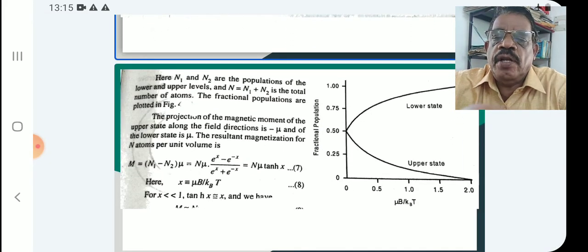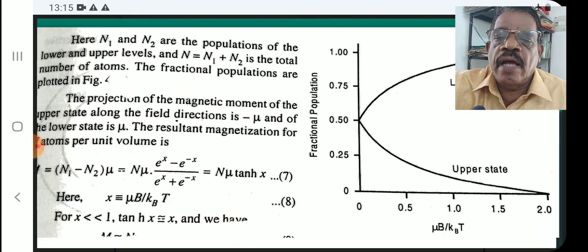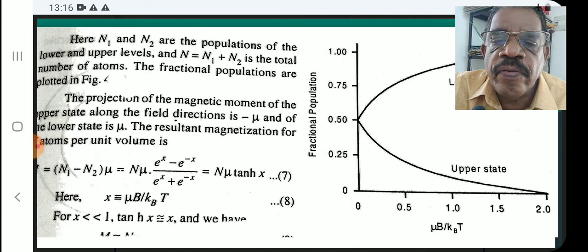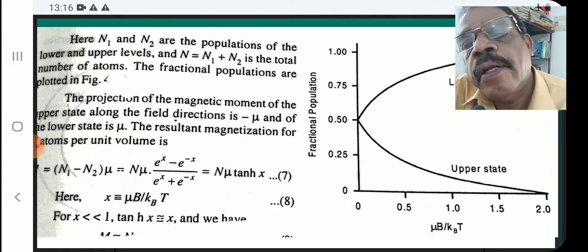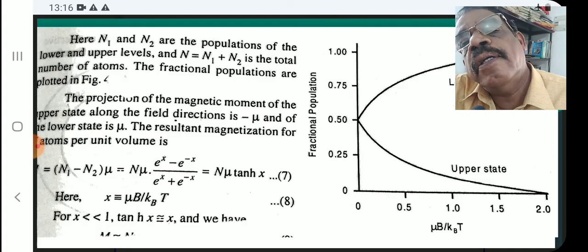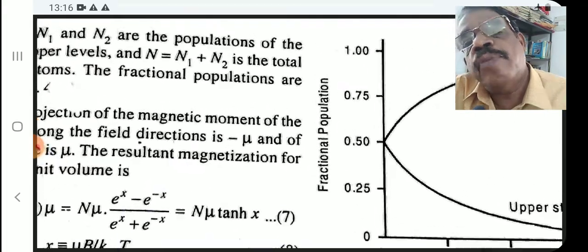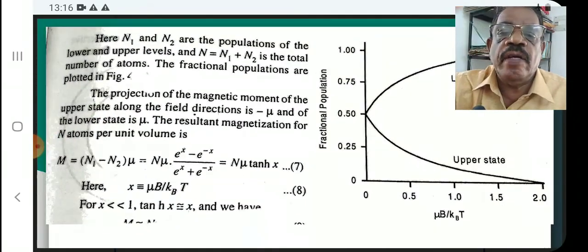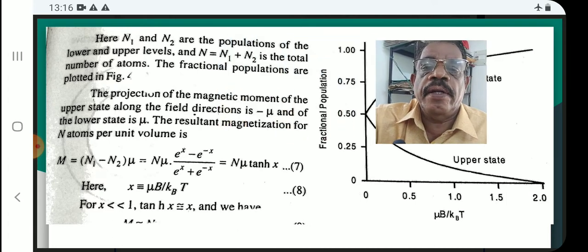And this population of the atoms is shown in the graph. In the graph, on the x-axis we have taken mu b by kb into t. On the y-axis we have taken the fractional population. The upper state and the lower state are shown here.